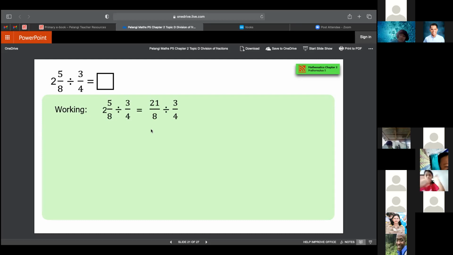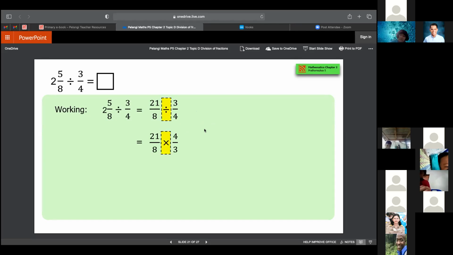21 over 8 divided by 3/4. Okay, division, you make it multiplication. 3/4, you make it 4/3 or 4 over 3, the reciprocal. Okay, so that is simply the process.